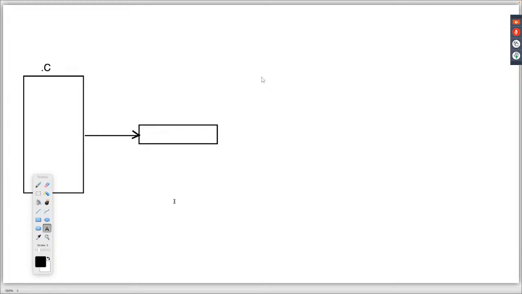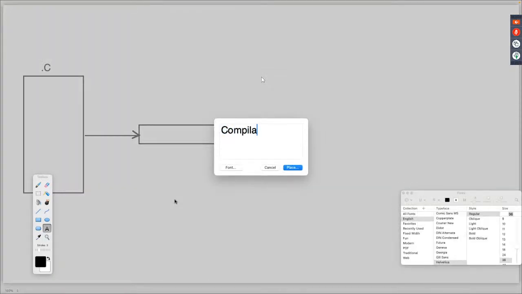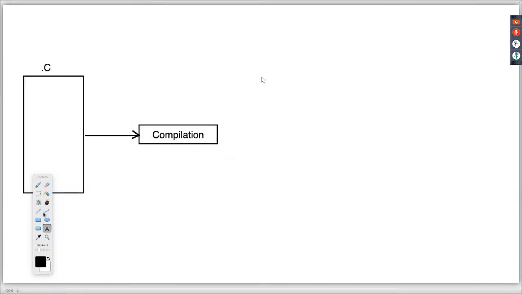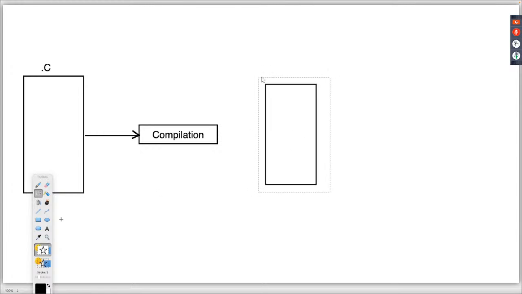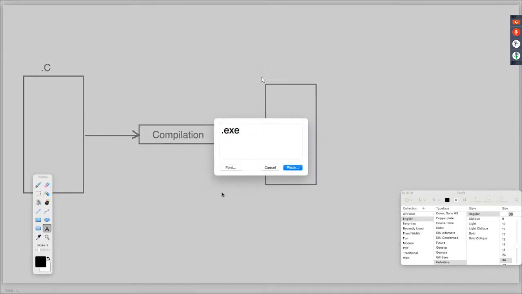When we perform compilation, now tell me, what files are we able to get in C and C++? When we perform compilation, what files are we able to get? Definitely, we get .exe files.